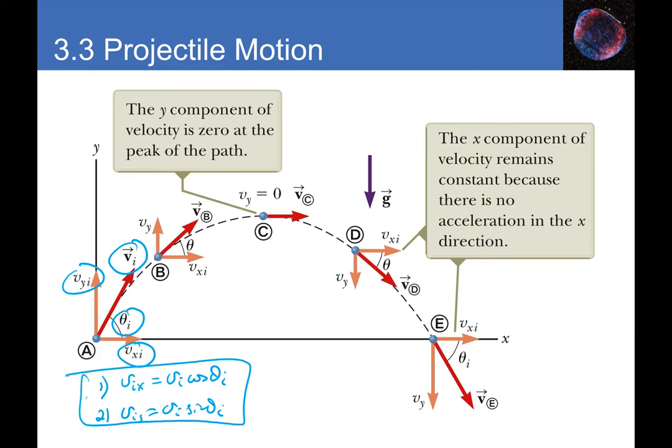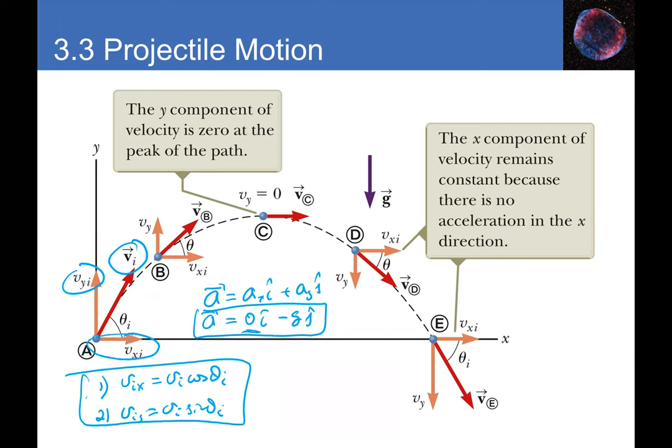This graph also very nicely demonstrates this. Acceleration is equal to Ax i hat plus Ay j hat. But for free fall, this is zero i hat minus g j hat, which means once I calculate this velocity, there is no acceleration to change it. That means at any other time, let's say point B, the velocity in X is the same.